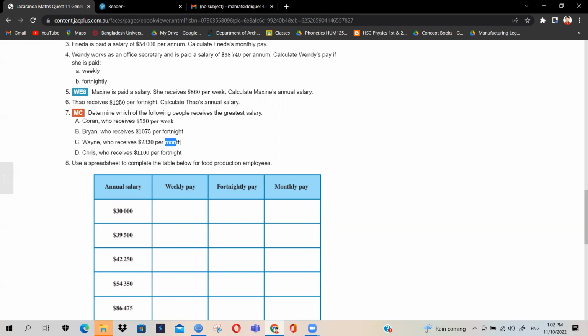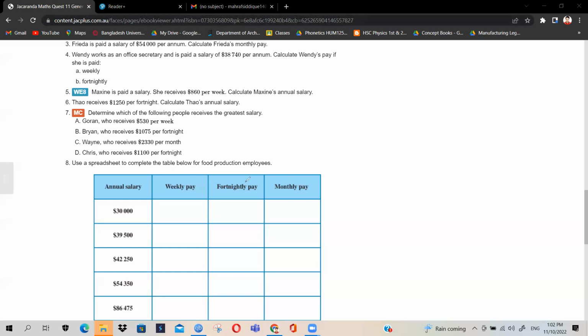Let's say I'll do month because it's the easiest to work with. But if I were you, I would have chosen fortnight. Why? Can you guess it? Because two of those are fortnight. Anyway, let's convert it to monthly salary.